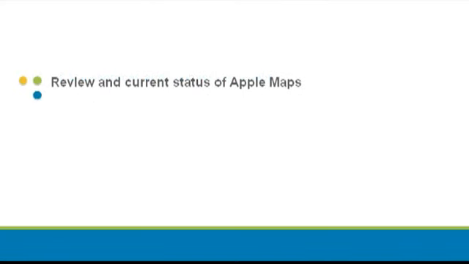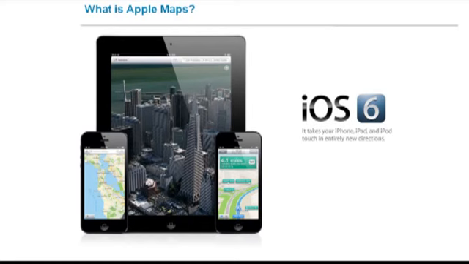So looking at where we are and how we got here with Apple Maps, Apple Maps is part of iOS 6. It's the newest version of the operating system that runs on iPhones and iPads. It's not just on the new iPhone 5, but rather any device that is updating to iOS 6. So this is a software package, and what they've done is they've actually gotten rid of Google, who is their primary service provider for mapping.